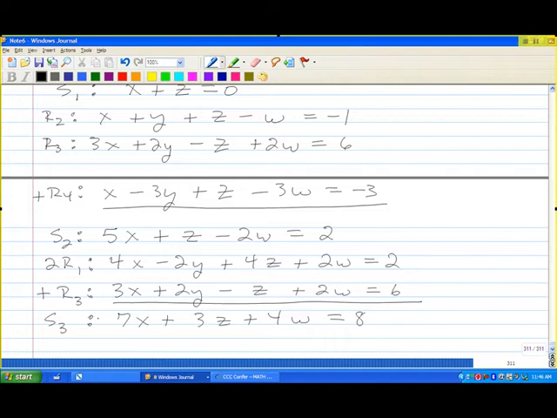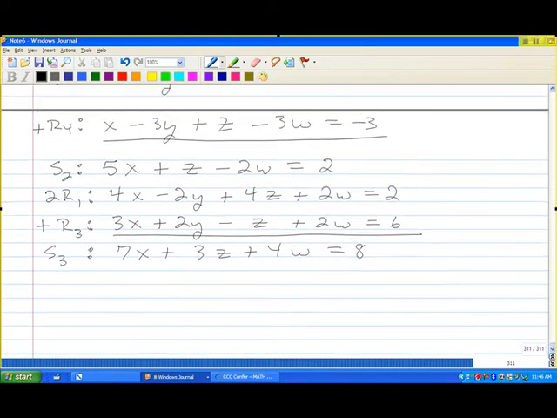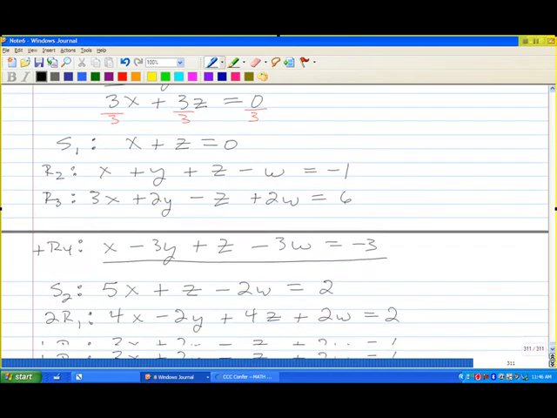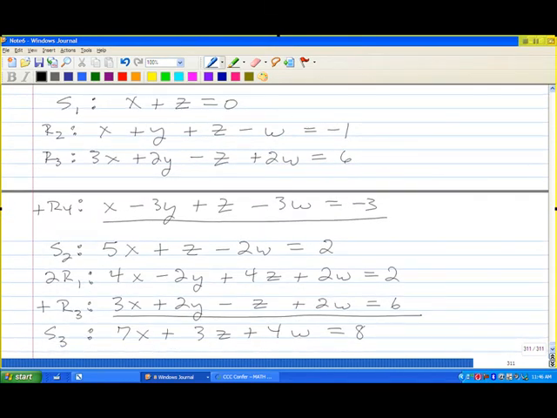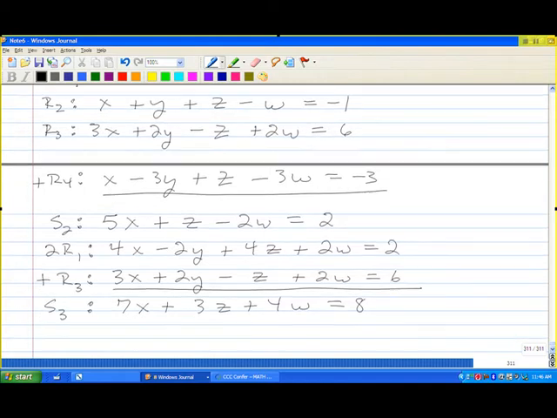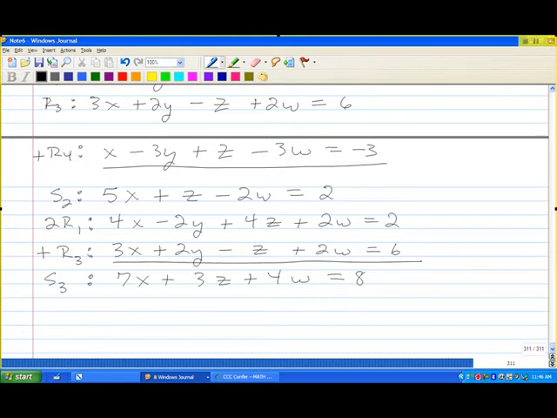Okay, so now I have 3 equations, 3 unknowns. I have S1, x plus z equals 0. I have S2, 5x plus z minus 2w equals 2. And I have S3, 7x plus 3z plus 4w equals 8. Let me eliminate w, since there's no w in S1. So let's eliminate w.